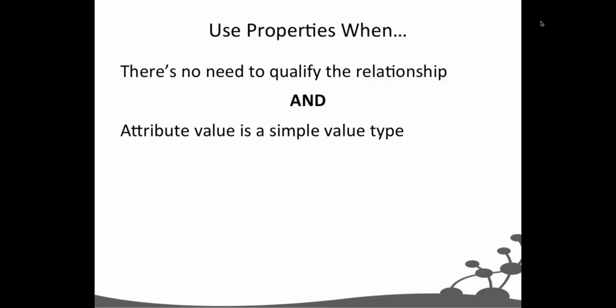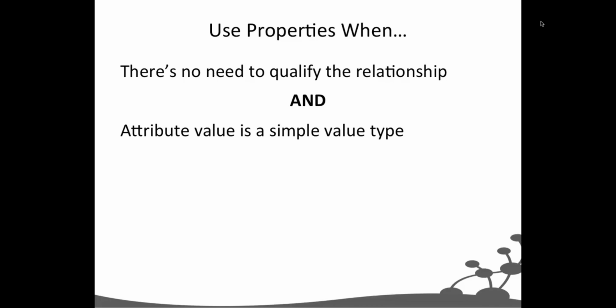The alternative is to model your entity attribute as a property on the parent node, and both of these things have to be true: there's no need to qualify the relationship. There's nothing interesting about the way in which this attribute value is attached to the entity, and the attribute value is a simple value type, eye color, for example, or age. There aren't multiple fields for this attribute value, just a single value, as it were, and there's nothing interesting about the way in which this thing is attached to the entity. Therefore, just model it as a property on the node itself.